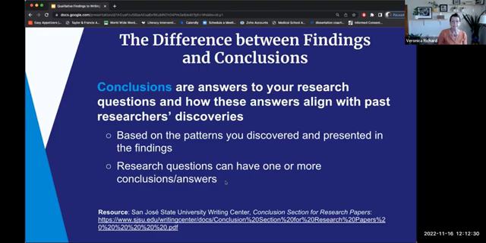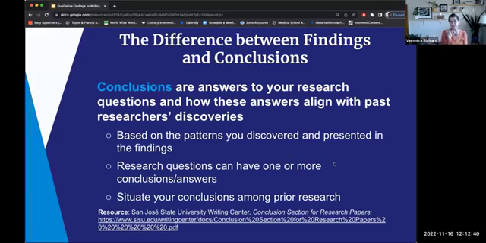All right. And then finally, we use our conclusions to situate our study among all the others that have happened prior to ours that are related to ours. Okay.